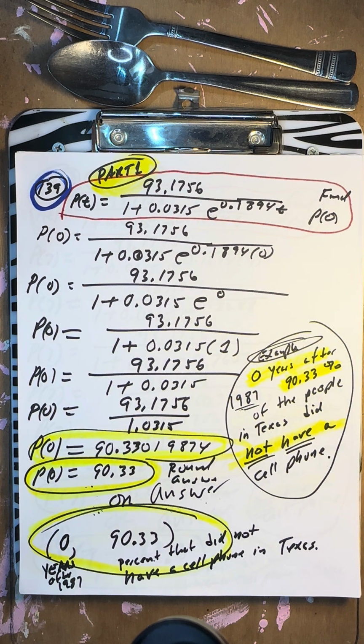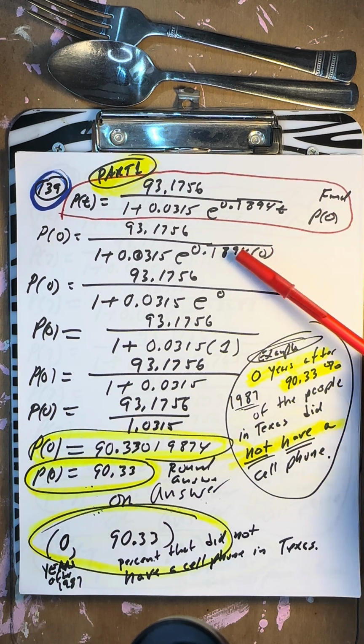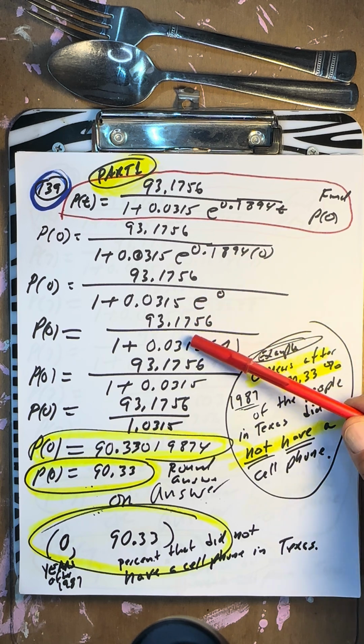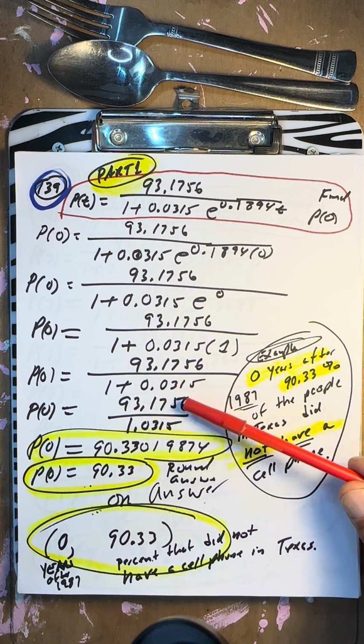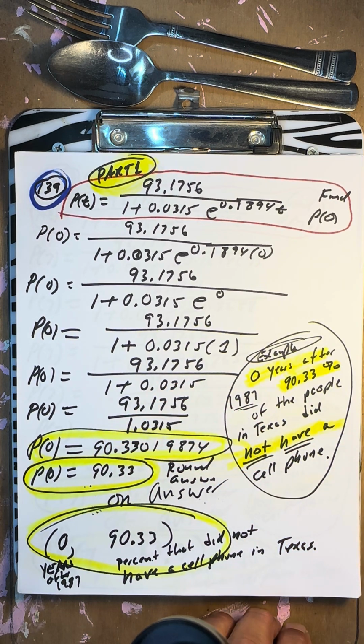Another logistic function. Put a 0 in there. 0 times that is 0. E to the 0 is 1. 1 times that is this number. And add those together. You're going to get this. Can I divide those in the calculator? I say yes.